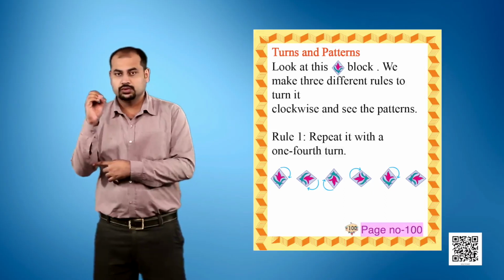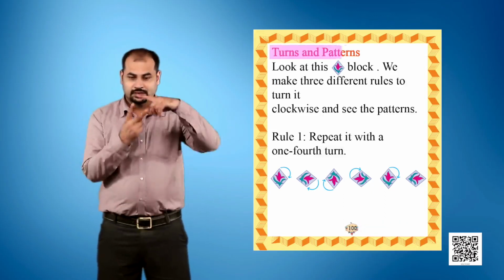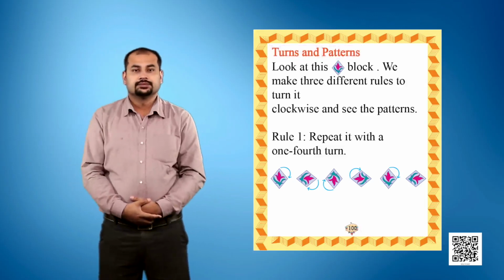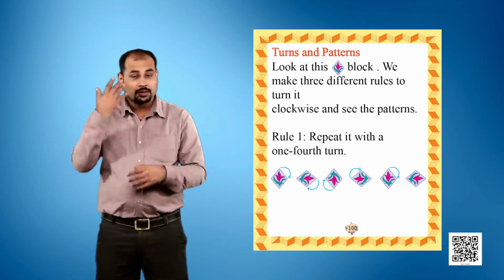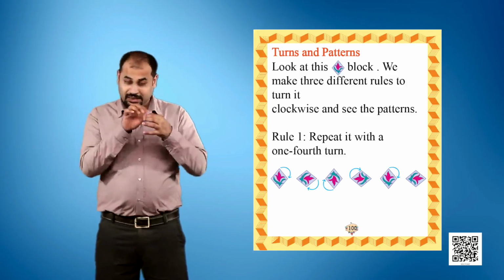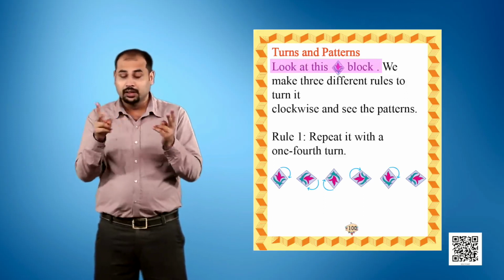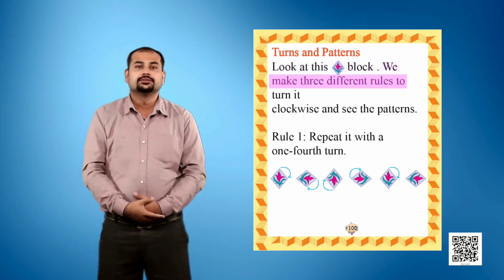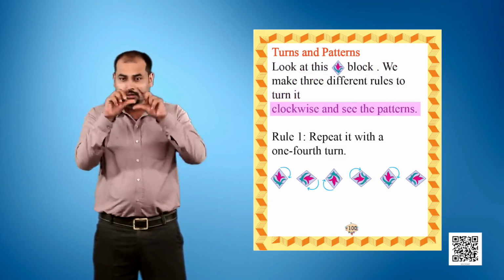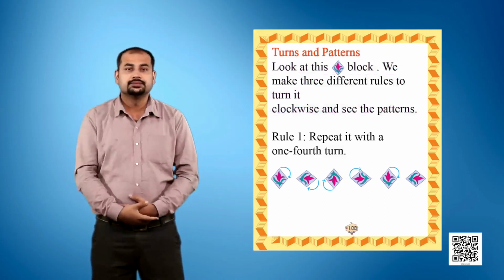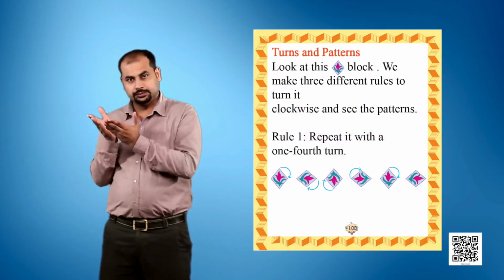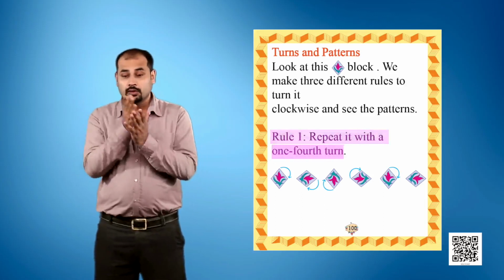Page 100. Turns and patterns. We have a block with us with a magenta color flower on a couple of green leaves. Observe this block. We make 3 different rules to turn it clockwise and see the patterns. Rule 1. Repeat it with a 1/4 turn.